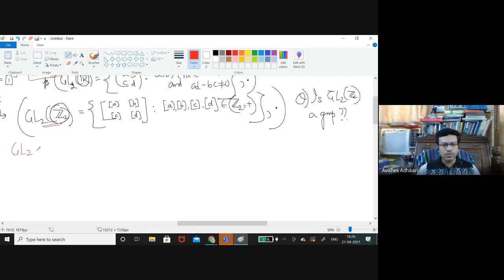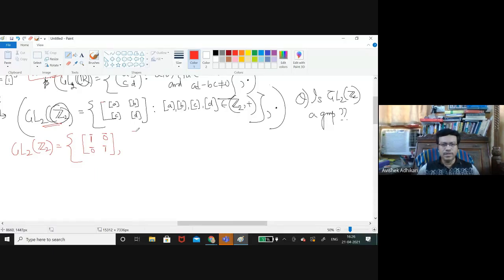GL2Z2. Can somebody tell me what are the elements here? How many elements are there? I'm giving you one element. So this is class 1. Afterwards, for class I will write like this, for simplicity. So one element is there. Can anybody tell me another element? Why is this so? Because the determinant of this is class 1 into class 1 minus class 0 into class 0, and this value is class 1.